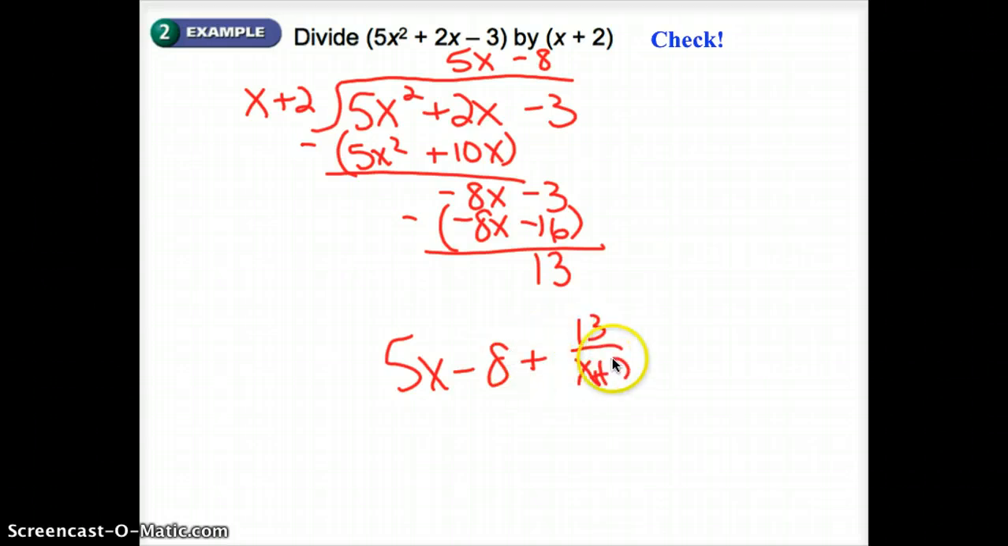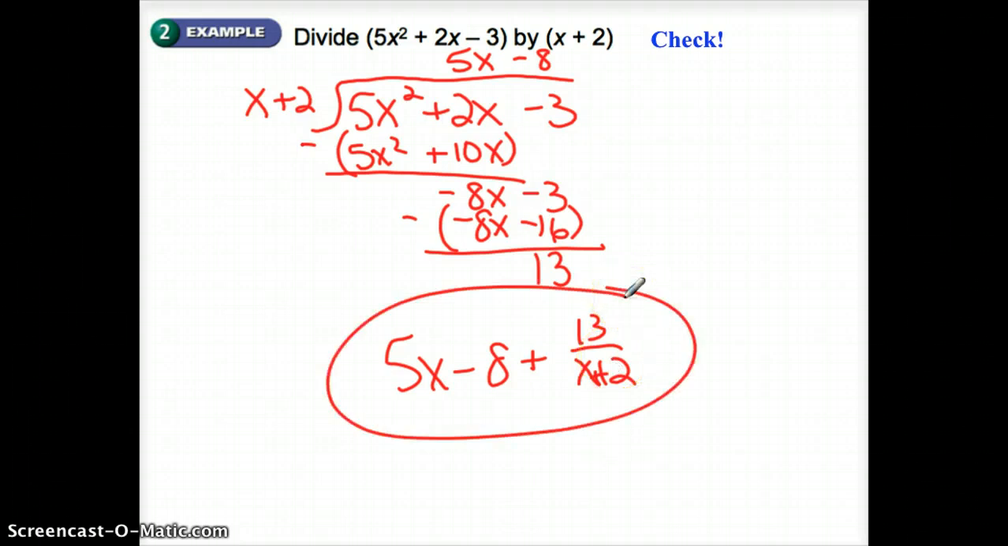And for the sake of time, I'm not going to show the check, even though I say to. All right.